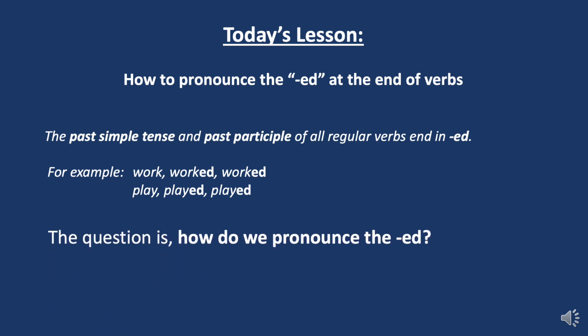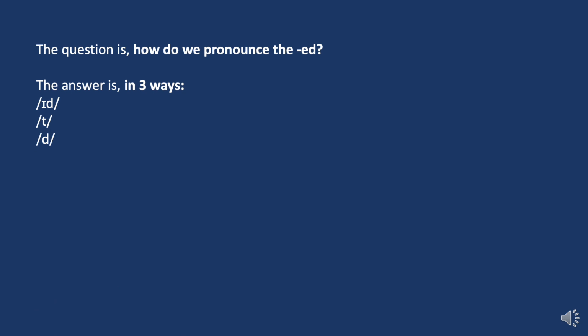The question is, how do we pronounce the ED endings? If you noticed on these two, they were pronounced two different ways. So the answer is, there are three different ways to pronounce this ED ending. As you can see here, the first one is what we call an id ending, represented by the I and the D. There's also a T sound that can happen at the end of these words, as well as a D sound. We'll go into more specifics in a second.